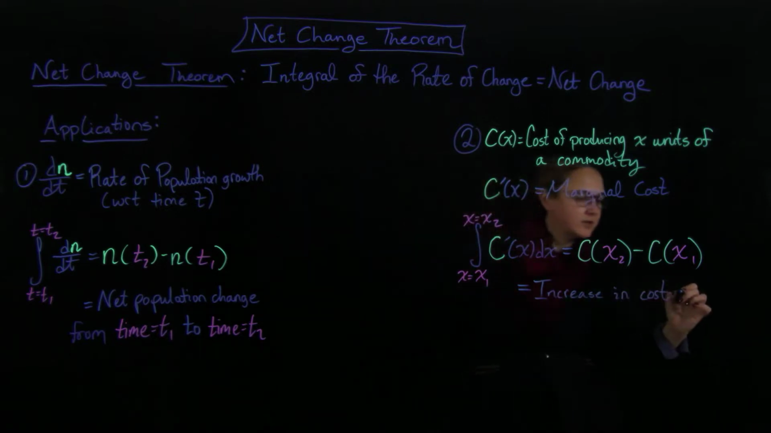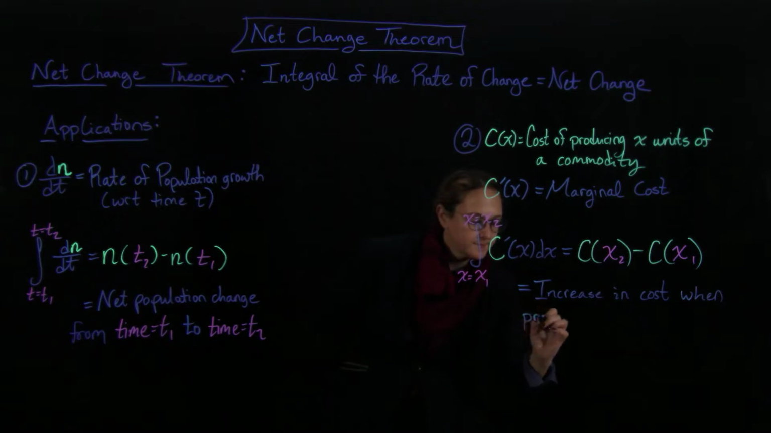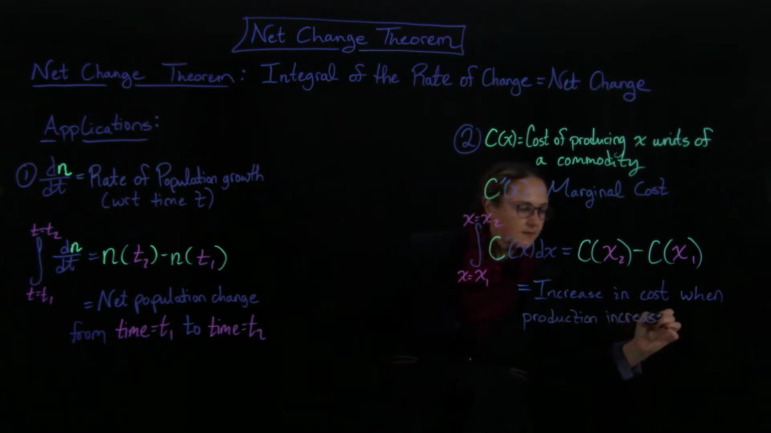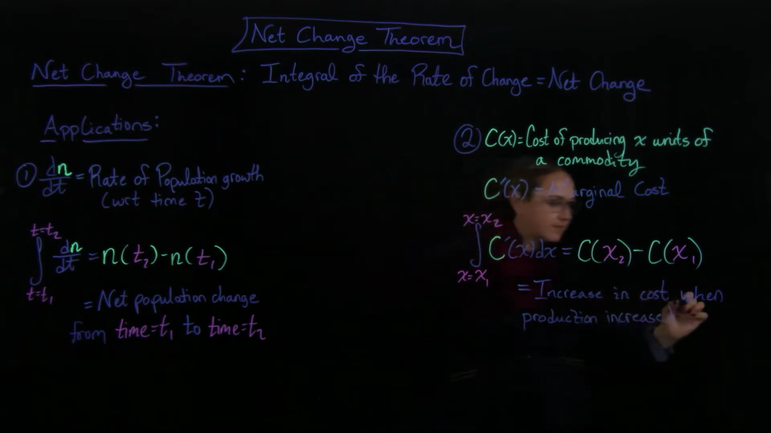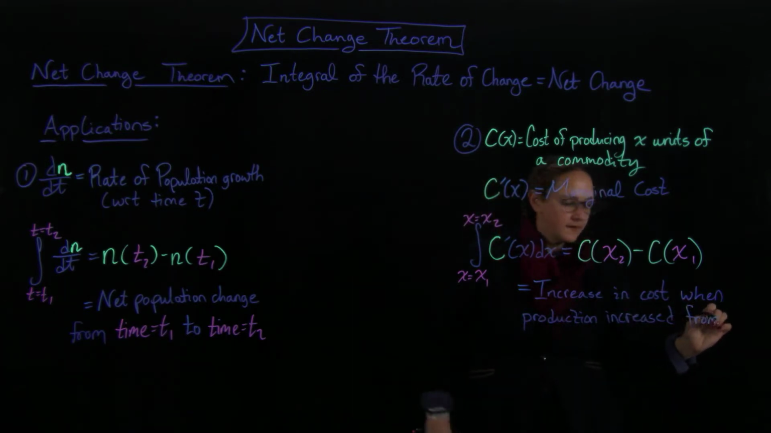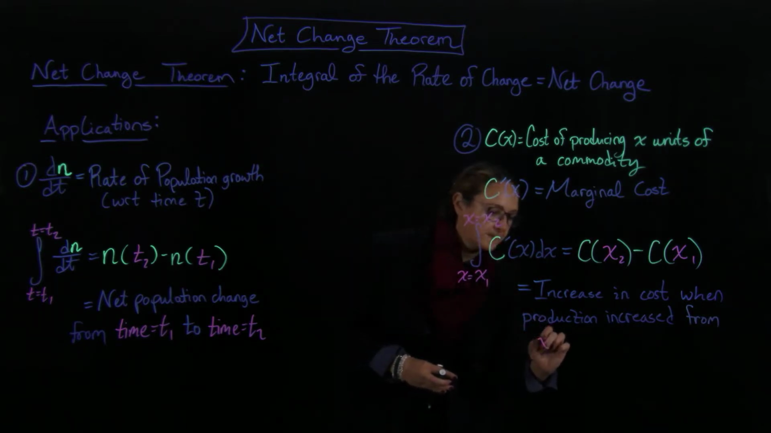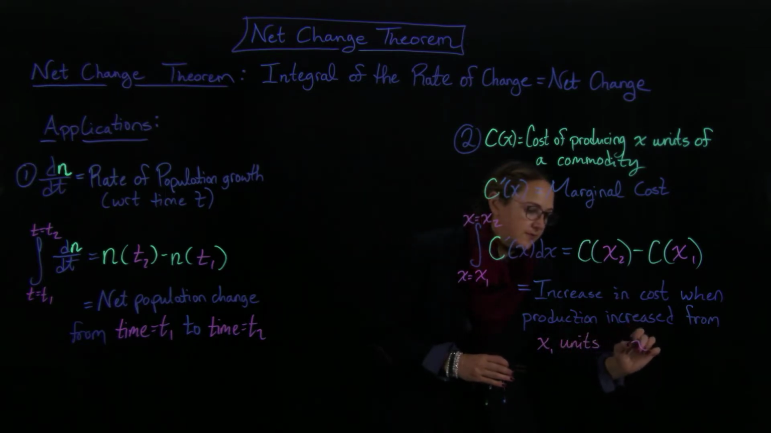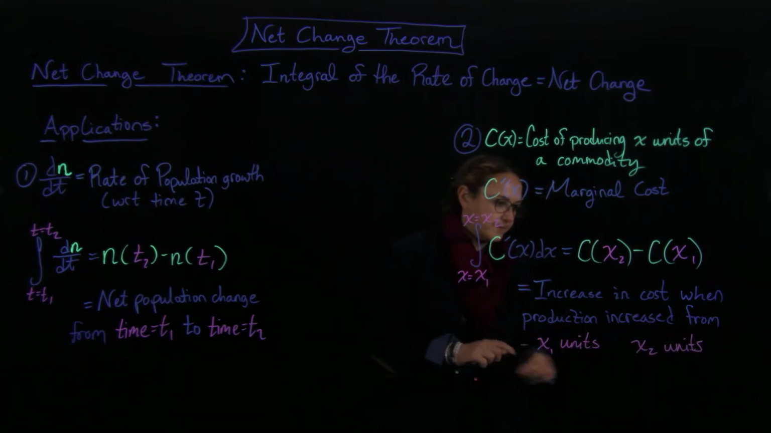So this is the increase in cost when production increased from having x1 units, the bottom value, to, and I'll write it in a moment, x2 units.